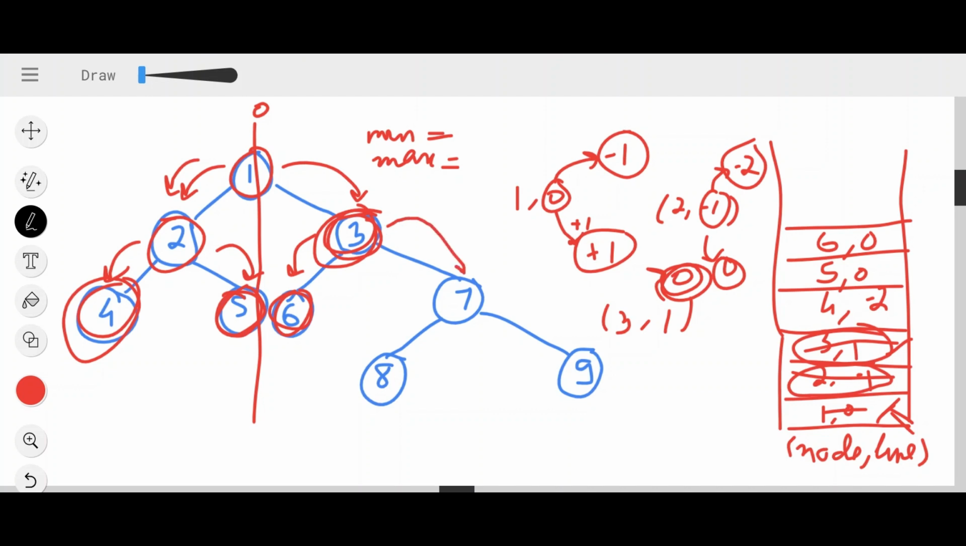Now move to the right hand side. Do we have any right node? Yes, I do have a right node. Whenever you are moving to the right side, simply do +1. If you do +1, this becomes 2. Push 7 comma 2 into your queue. Okay, so this node has been traversed.